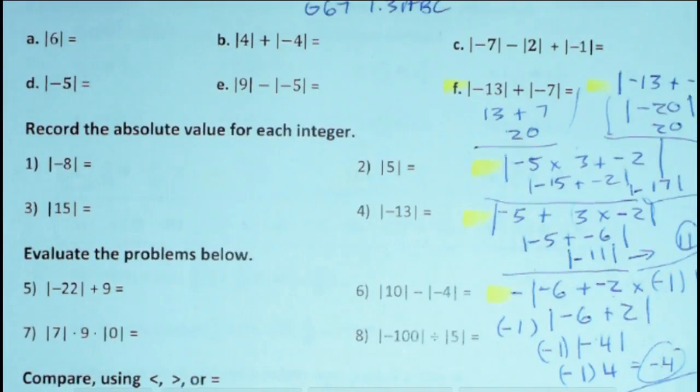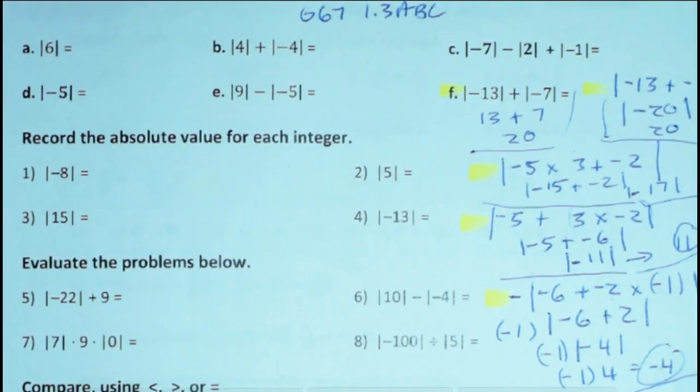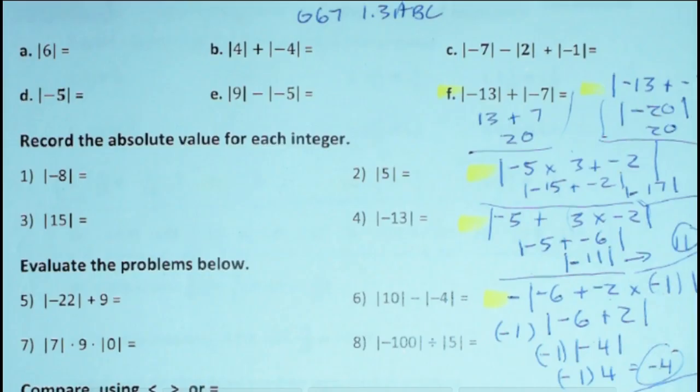These ones here are not going to be as hard as the ones I've done, but they're a basic understanding of absolute value. Go ahead and complete these problems, and we'll see if we can't do something about your grade.